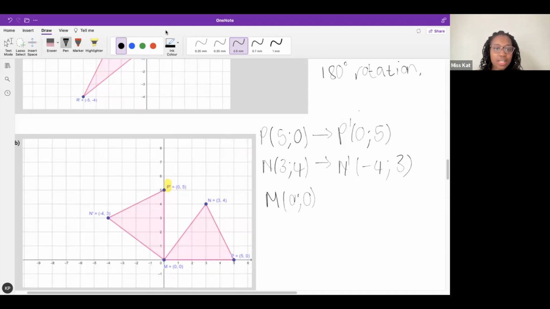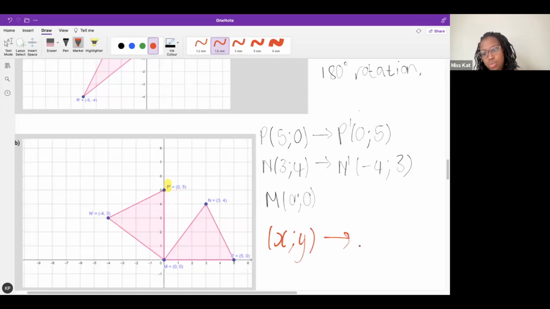Screenshotters, I said you must hurry up. I'll go back just now. Yes, Setabile? Ma'am, is it a 90-degree rotation anti-clockwise? Okay, so you guys are saying 90 degrees anti-clockwise. So for 90 degrees anti-clockwise, what must you do? We swap them, and the Y changes sign.